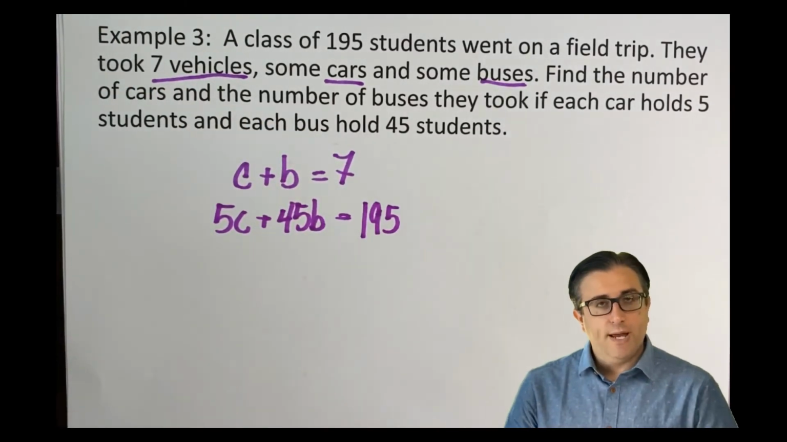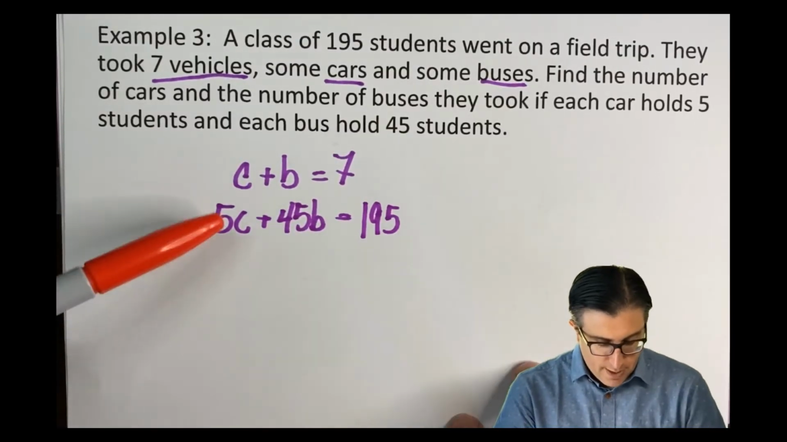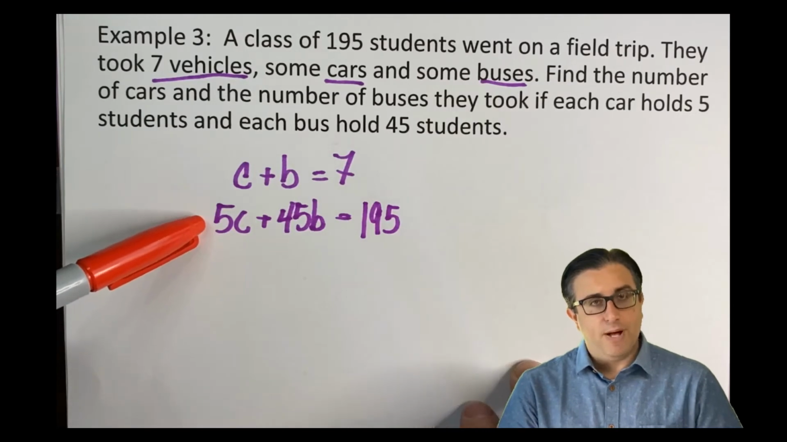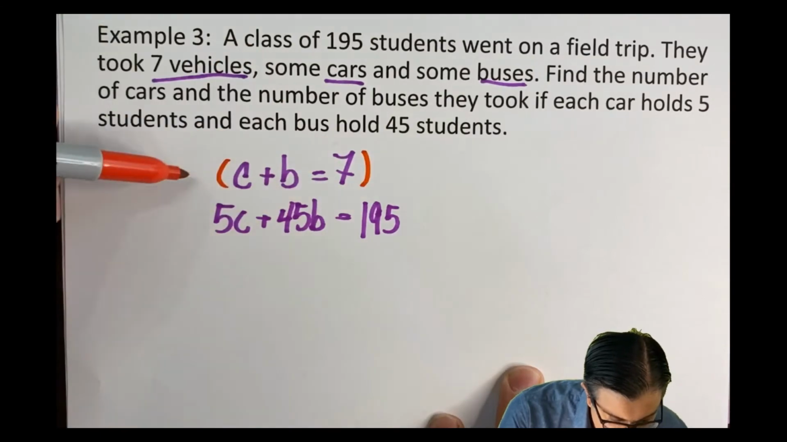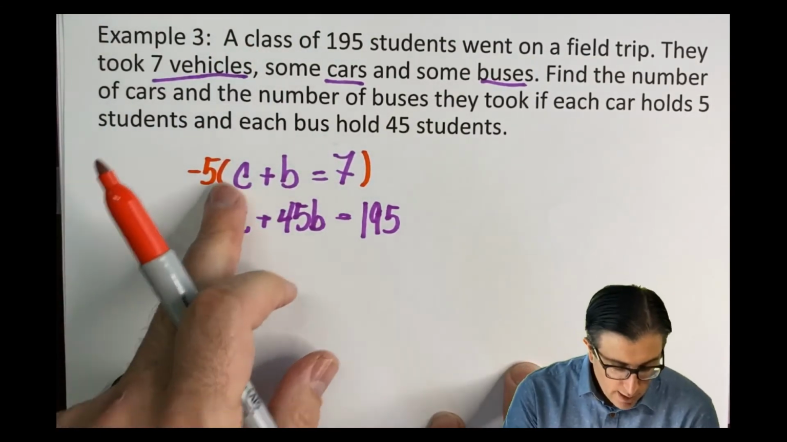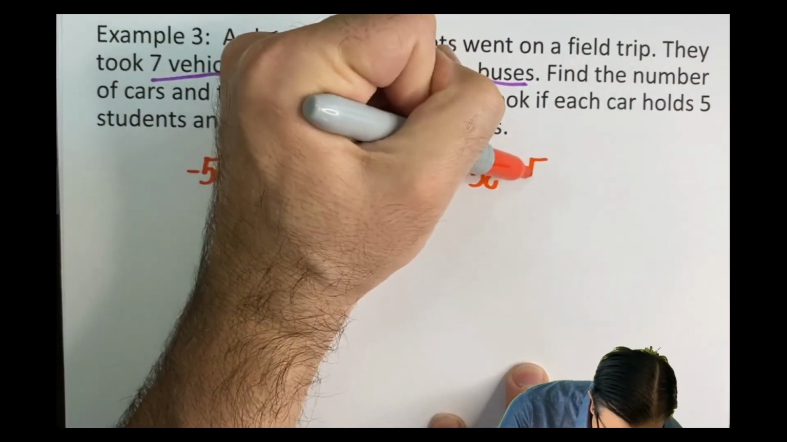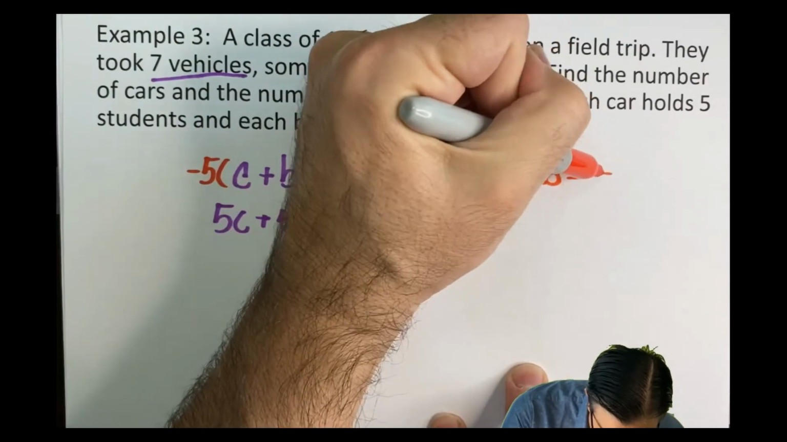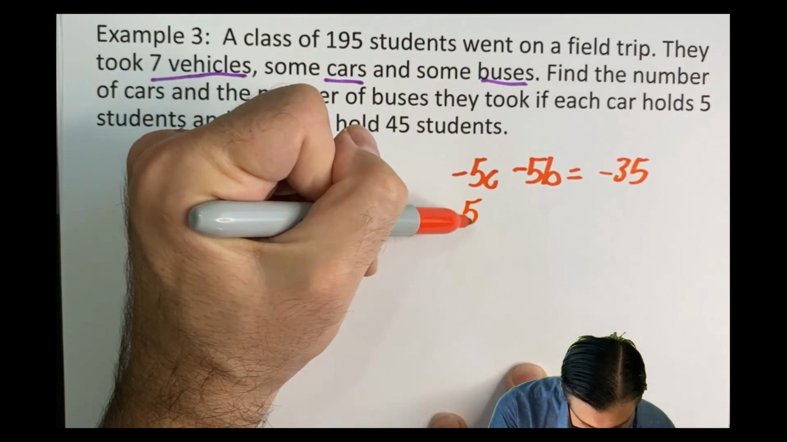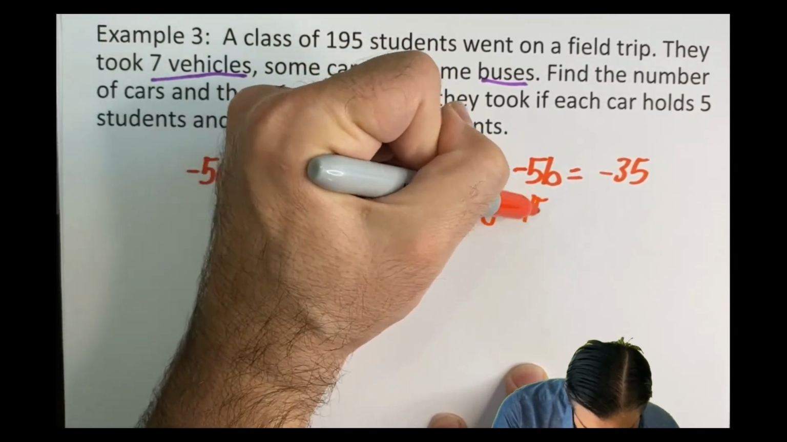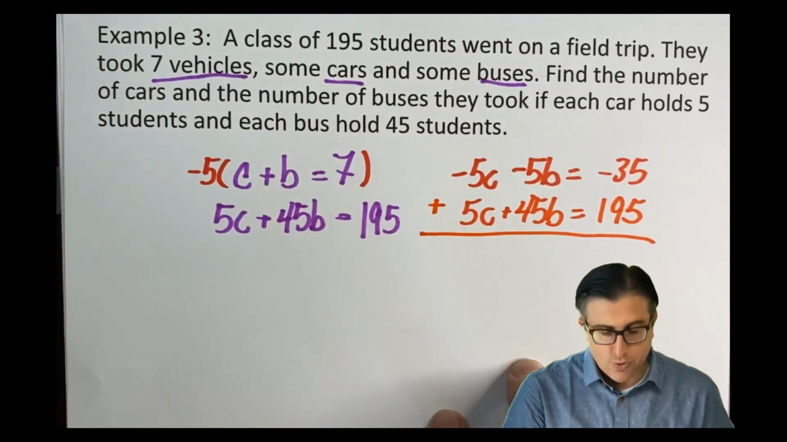We now have our 2 equations that we're going to solve. Vehicles on the trip, students on the trip. This is a positive 5. In order to cancel with a positive 5, I need this equation to be a negative 5. So I'm going to multiply this equation by negative 5. Distribute all 3 terms. Negative 5c minus 5b equals negative 35. Nothing happened to this bottom equation, so we bring it down. 5c plus 45b equals 195. I'm now going to add my two equations together.